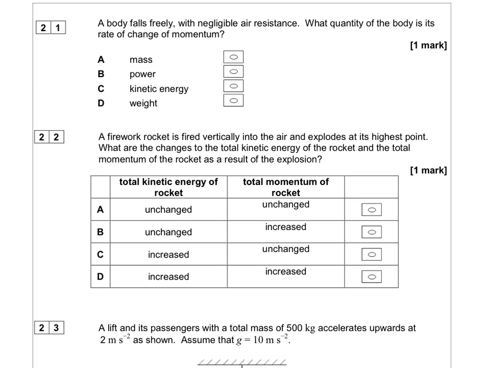A body falls freely with negligible air resistance. What quantity of the body is its rate of change of momentum? Rate of change of momentum is a force, so we need to get rid of anything that's not a force, which is all of those, leaving you with the correct answer, which is D.